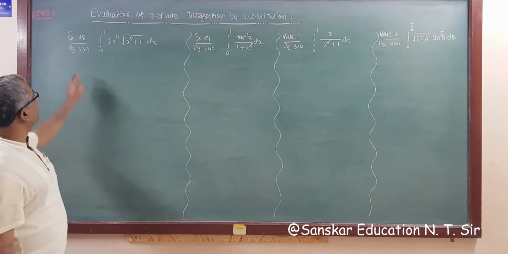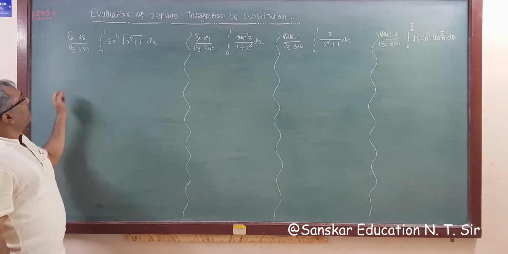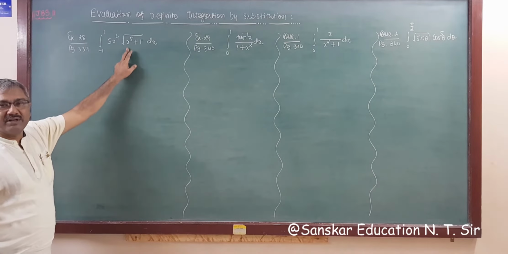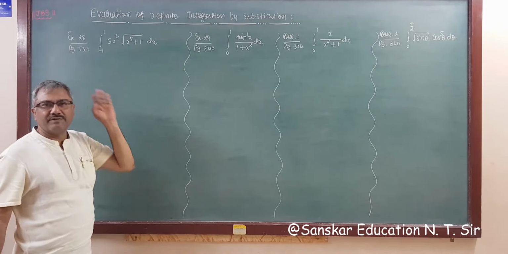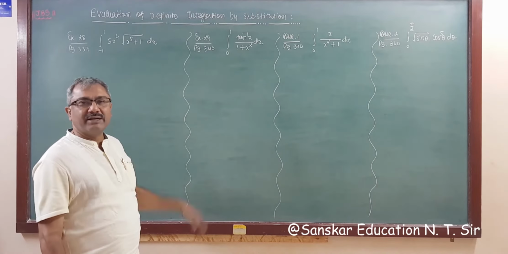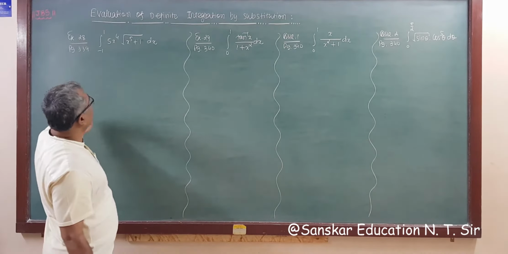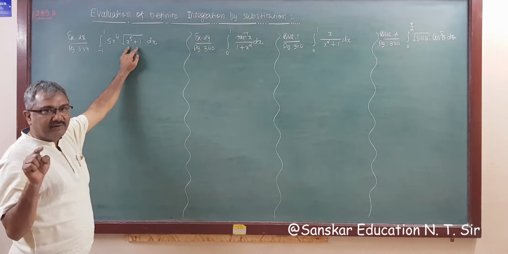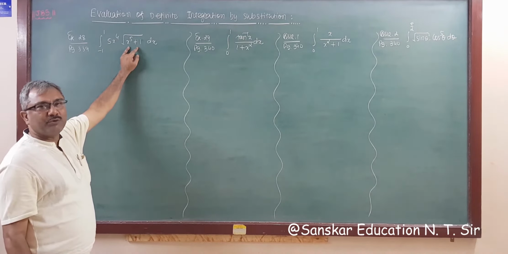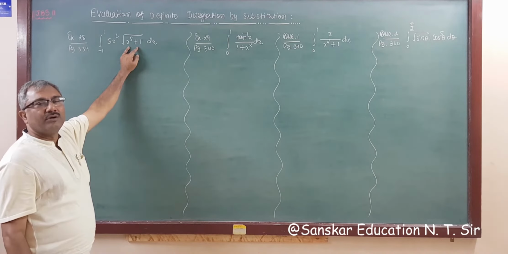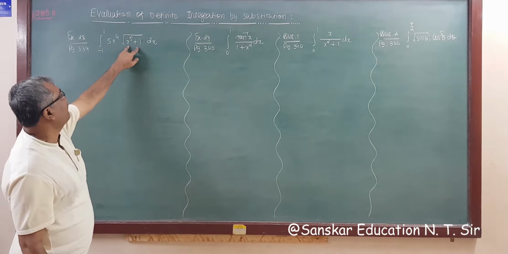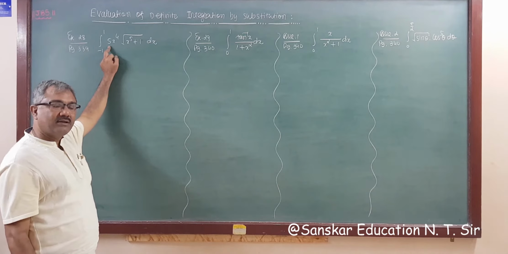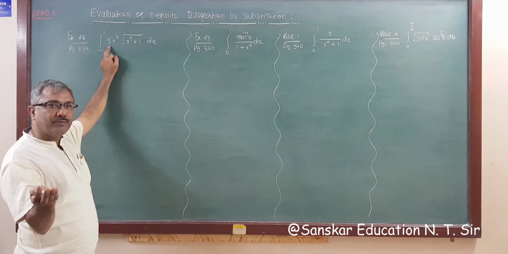So the first question is example number 28, page 339. Integration from minus 1 to 1 of 5x raised to 4 into under root x raised to 5 plus 1 dx. Now forget that this is a question of definite integration. Consider this as indefinite, so forget the limit. This is in a square root. You have learned in indefinite integration that if there is something inside a square root, first check its derivative. The derivative is 5x raised to 4, which is here. So this is the formula f(x) into f'(x) of indefinite integration, and we can apply that formula directly.